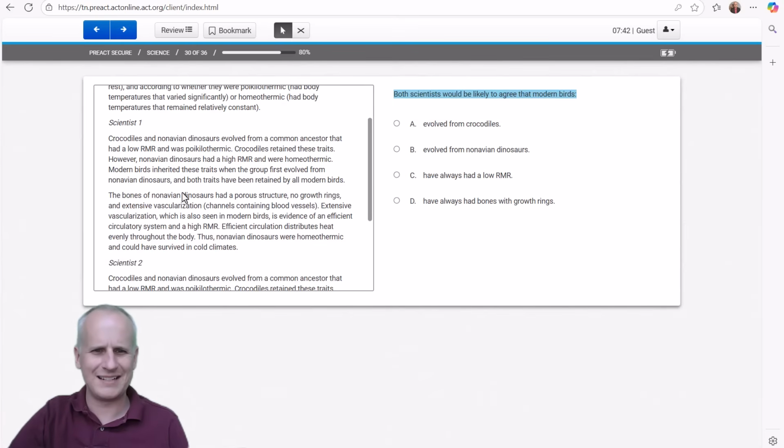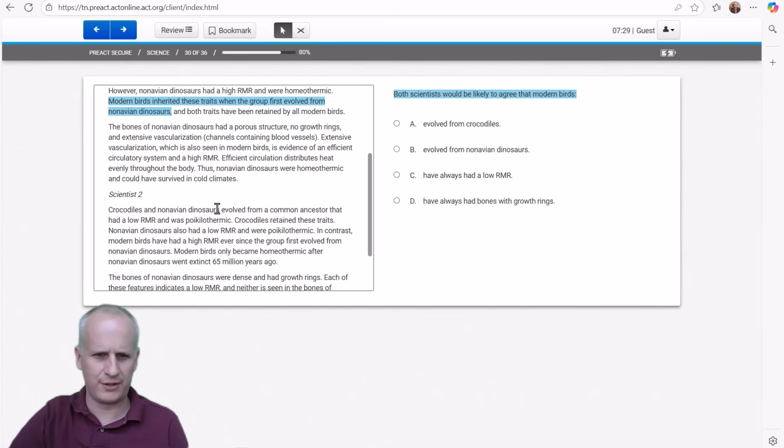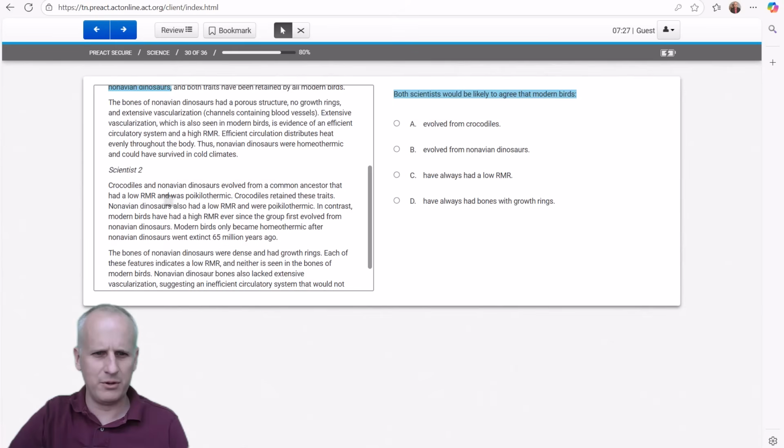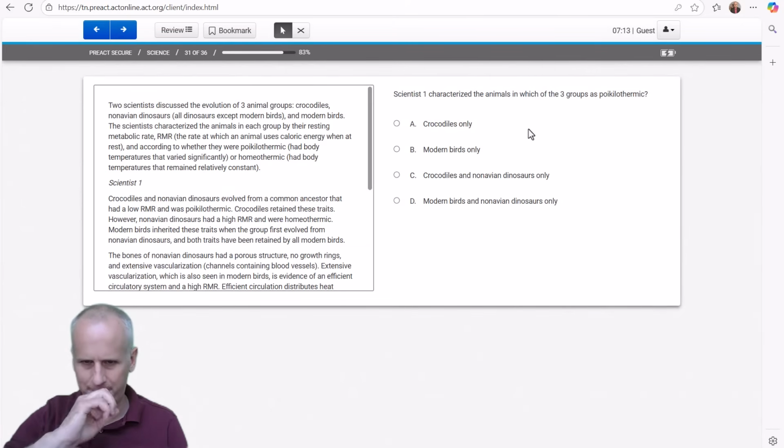And so scientist one says that modern birds inherited these traits from non-avian dinosaurs. And so that's what's happened. And we can see there's this evolution thing. And then if we keep moving, we've got modern birds from scientist two have evolved from non-avian dinosaurs. Don't get bogged down in the details, but we can select choice B, hopefully at this point, understanding we just need to read enough to find what they're going to agree about.